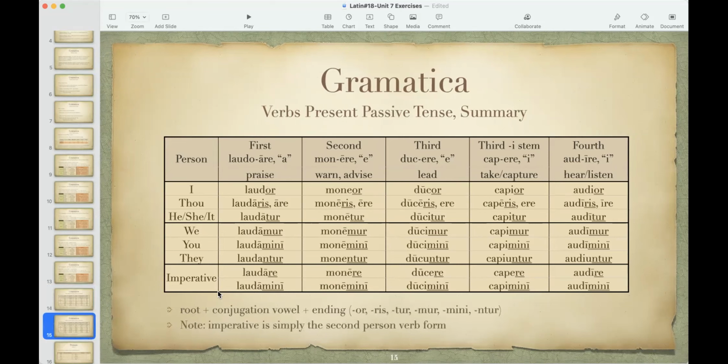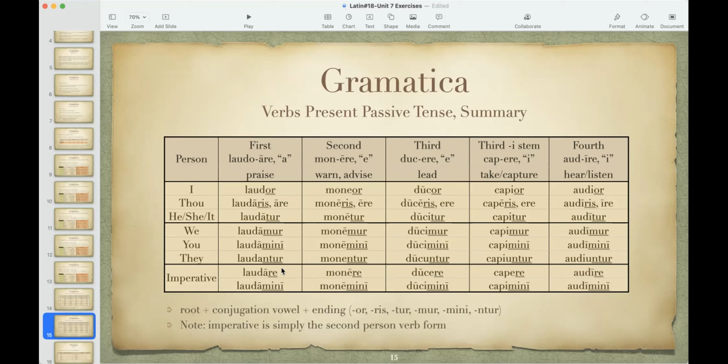All right, and then here's the complete table for passive tense, and there is an imperative form, okay? The imperative form is even easier because it's simply the second person verb form, okay? So laudare, these versions of the endings have been joined on there. So, laudare, monere, ducere, capere, and audire. So, if you say imperative audire, it means be heard.